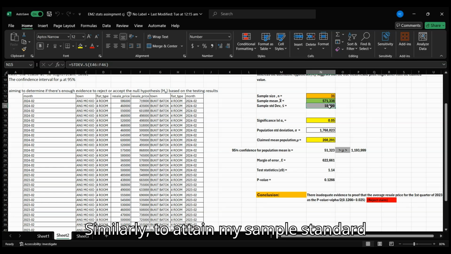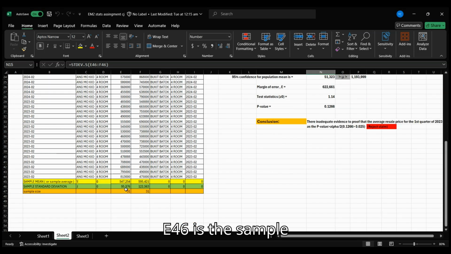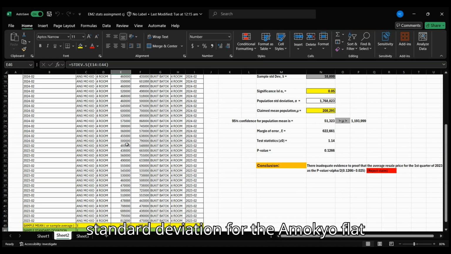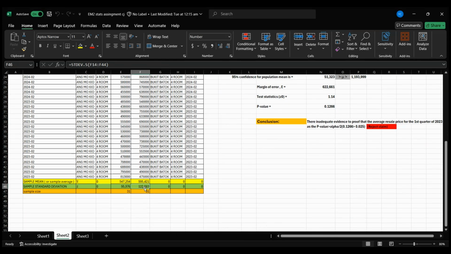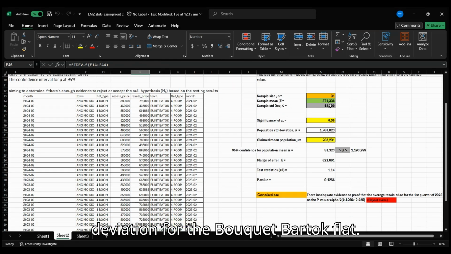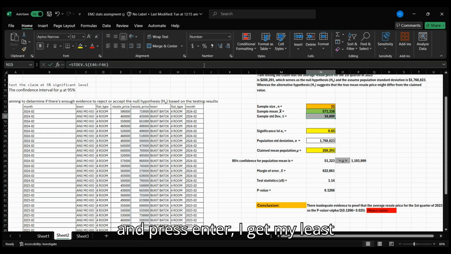Similarly, to attain my sample standard deviation, I also use the formula equals STDEV.S, and E46 is the sample standard deviation for the Ang Mo Kio flats, and F46 is my standard deviation for the Bukit Batok flat. By inserting the formula and pressing enter, I get this value.